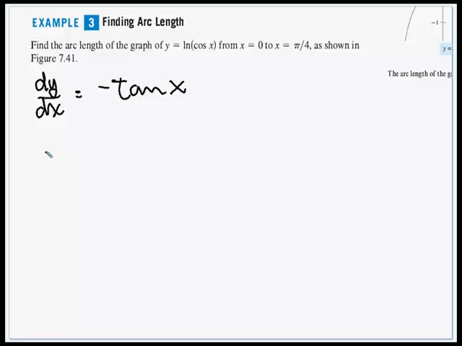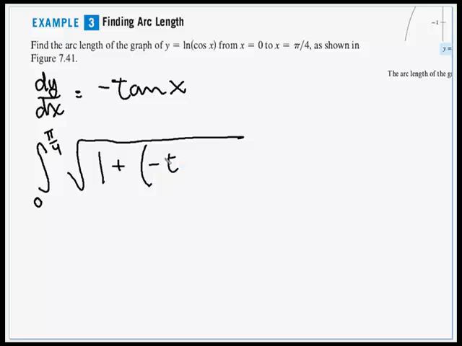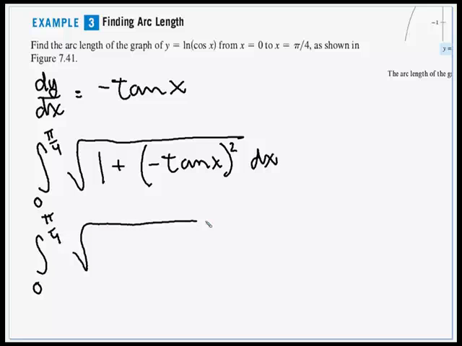And we're going to plug that into our new formula. And we are integrating here from 0 to 1/4 pi. And our formula says there's a radical, and under that radical is 1 plus our negative tan of x quantity squared dx. And of course, negative tangent times negative tangent is positive tangent squared. So under our radical, we have 1 plus the tangent of x squared, tan squared of x.